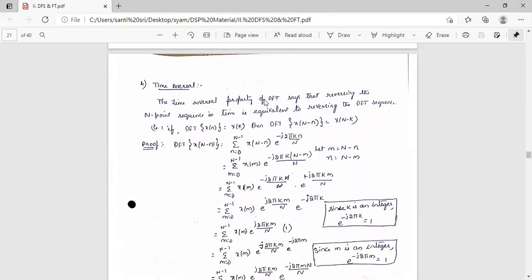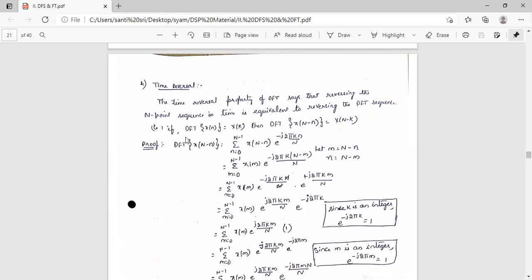That is, if DFT of x of n equals X of k, then DFT of x of N minus n is equal to capital X of N minus k. This is the time reversal property. So DFT of x of n is X of k, then DFT of x of N minus n is equal to X of N minus k. Okay, so let us prove this.